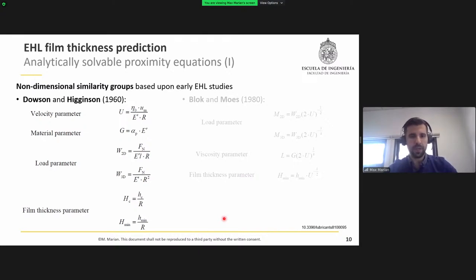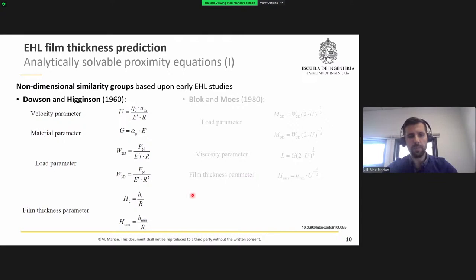Analytically solvable proximity equations are generally used to estimate integral fluid film parameters. So to generalize EHL contacts and the results, non-dimensional similarity groups were introduced. Here we have to mention the names Dowson and Higginson, who defined a group of velocity, material, and load parameters, as well as a film thickness parameter. And they basically proposed curve-fitting regression equations. From now on, I will refer to them as proximity equations that relate those parameters based upon numerical simulation results.